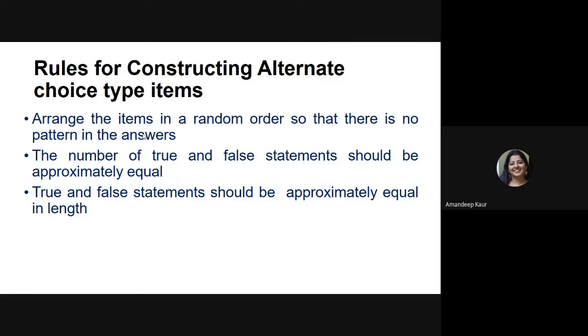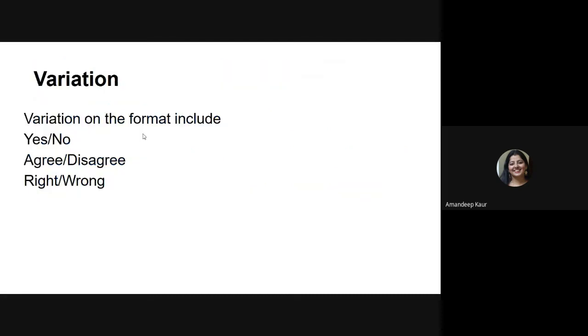There are certain rules for constructing alternate choice test items. Arrange the items in a random order so that there is no pattern of the answers available. Otherwise, many of the students will make a guess out of it and try to get good marks. The number of true and false statements should be approximately equal. If that is not possible for you, rather than writing a statement in true and false fashion, the teacher can select another alternative. True and false statements should be approximately equal in length also. So that also needs to be considered by the teacher.